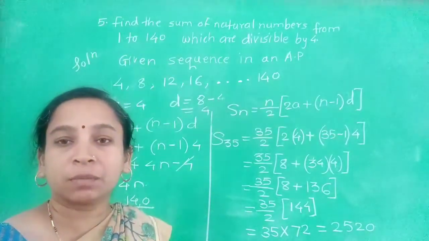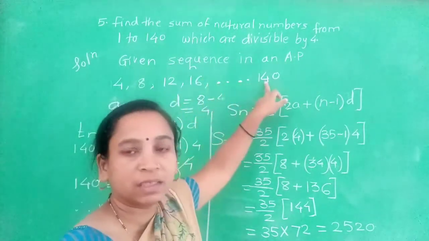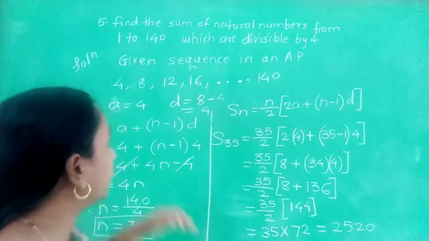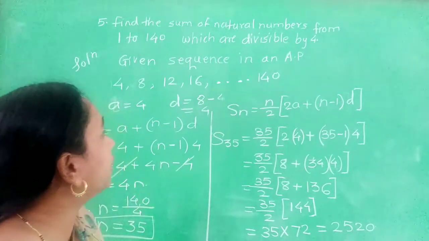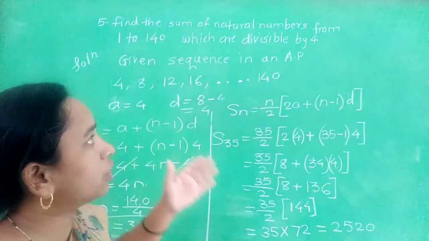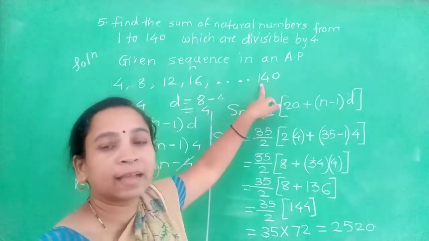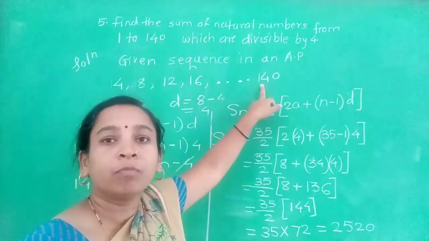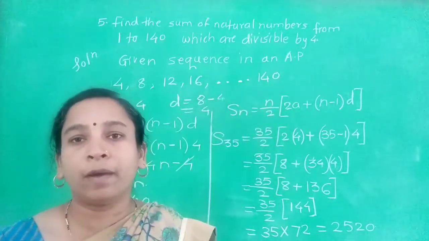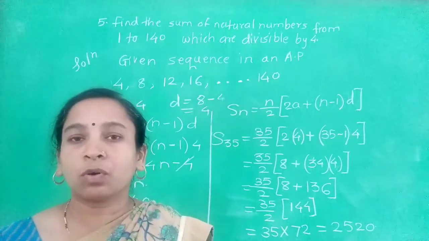Students, suppose they have told you to find the sum of the natural numbers between 1 and 140, the numbers which are divisible by 4. So here the sequence will start from 4, but instead of 140, we have to take the previous number. Why? Because they have said to find the natural numbers between 1 and 140. But here they have said find the natural numbers from 1 to 140. So we have to take the last number which is divisible by 4 as Tn, that is the last term. I hope you have understood the concept of from and between numbers. So just practice it.